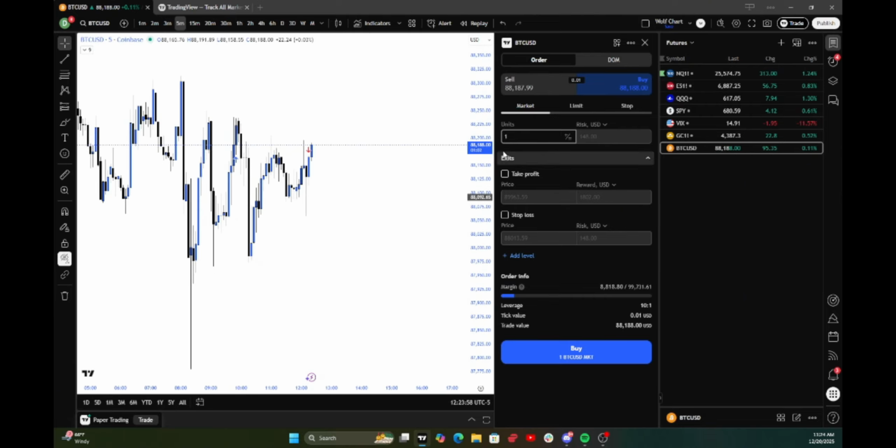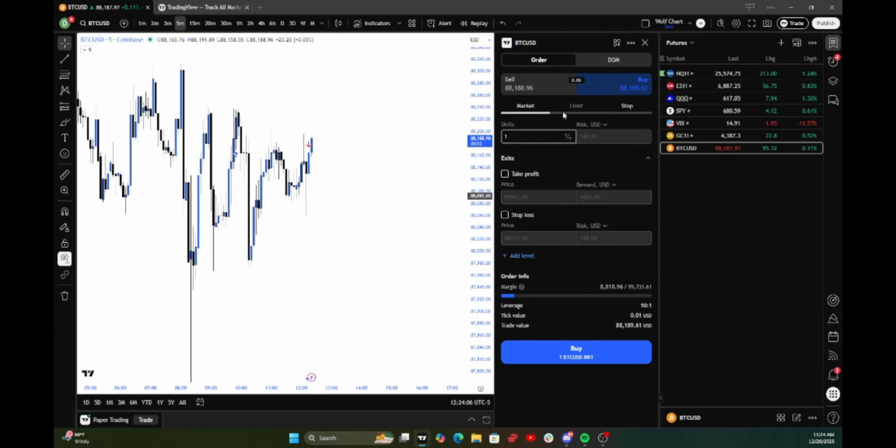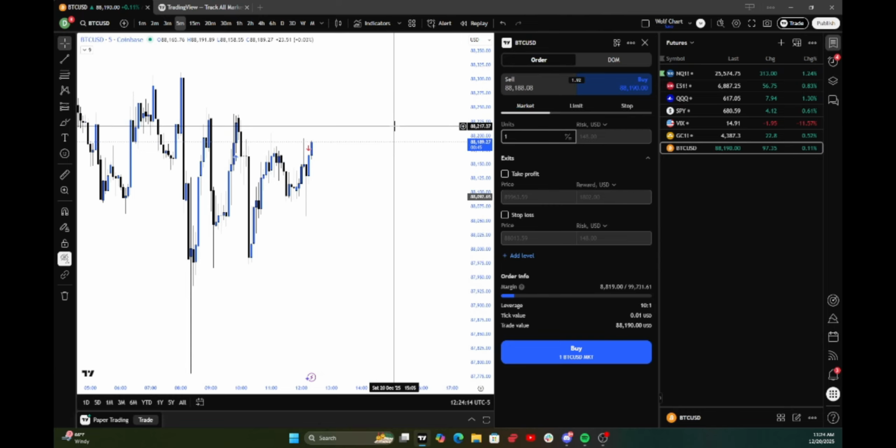The only thing with market orders is you want to make sure the spread isn't too wild. Because if you buy in and it has a crazy spread and you try to sell, you could be losing money depending on what the spread is. So with a market order, we can come here, and this would be me buying in one Bitcoin. My units is one, so that would be me buying one Bitcoin.